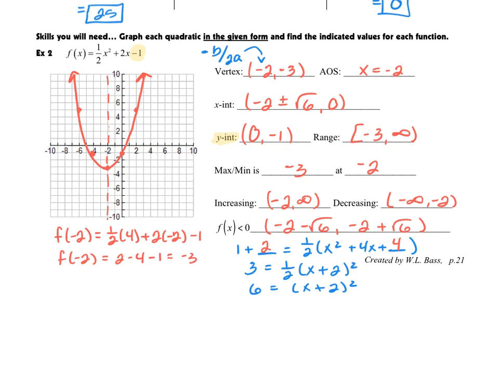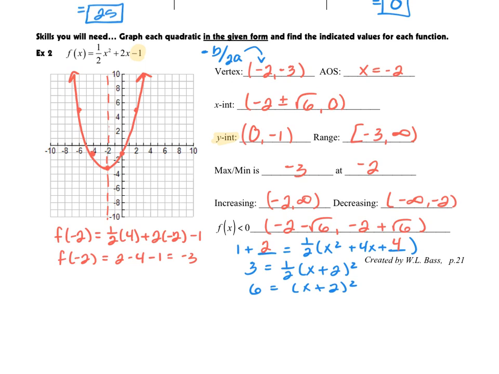There's my negative 2. Negative b over 2a only gives you the x-coordinate. Based on that x-coordinate of the vertex, you can see down here, I've evaluated the function at the negative 2. So I went through and did all that algebra to get the y-coordinate to put in. That meant I could plot that point.